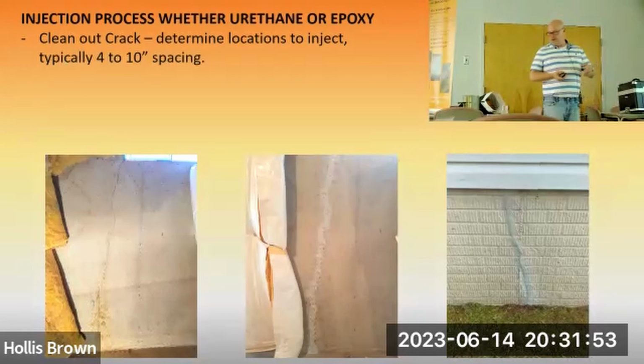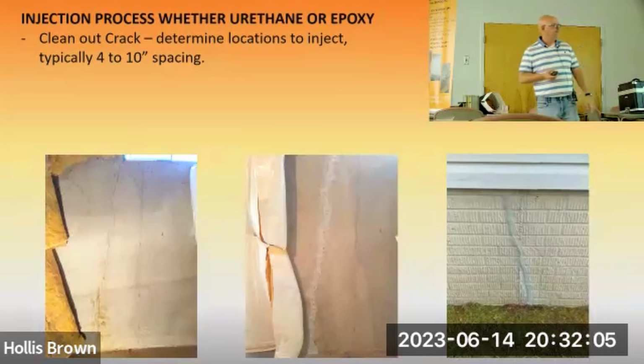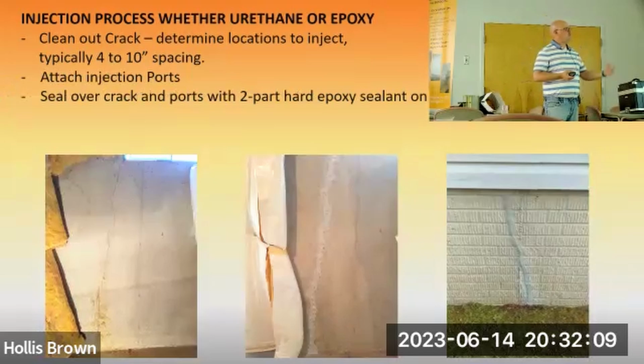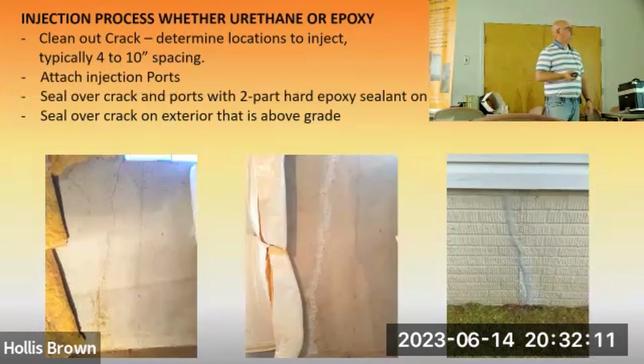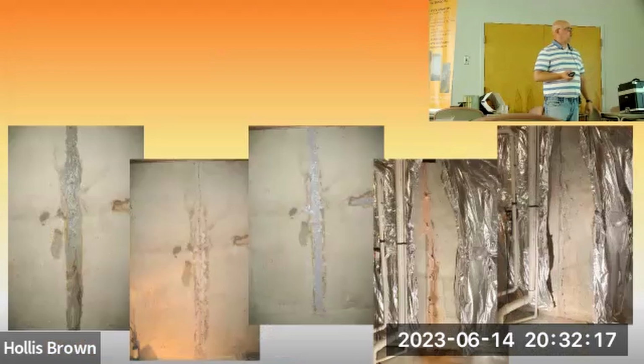Okay, the ports, now I'll just go through some of the details. Ports are typically spaced 4 to 10 inches. The narrower the crack, the harder it is to inject, so the ports are closer. If it's a wider crack, you can spread your ports out a little bit more. Attach the ports to the wall, seal over the crack with 2-part hard epoxy, seal over the exterior, and inject from the bottom up, filling the entire crack.